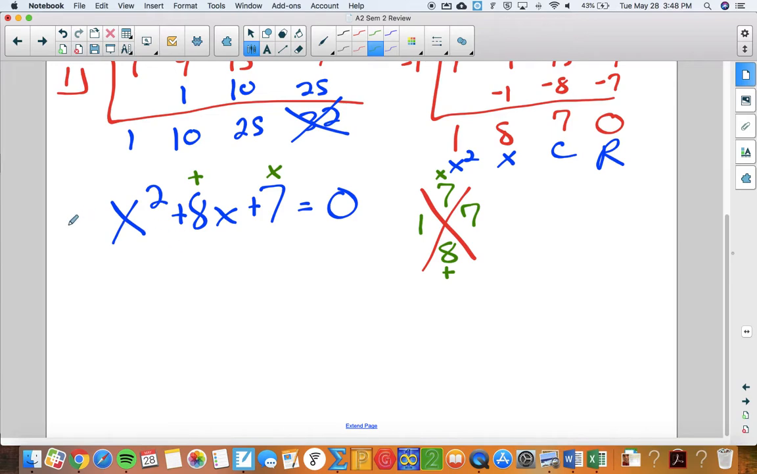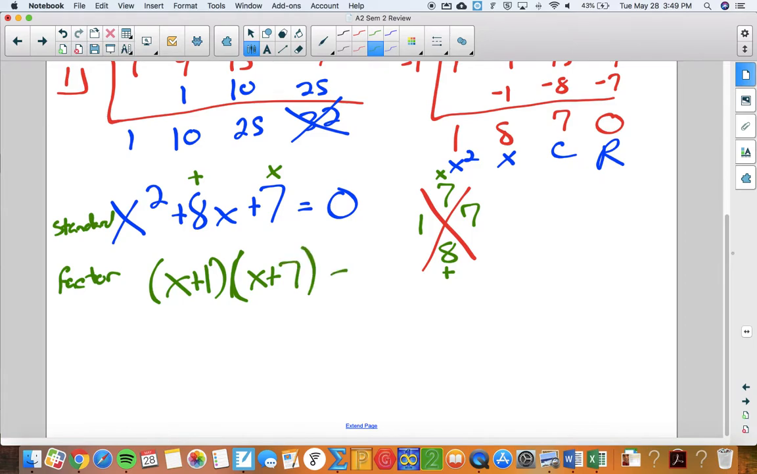So I can rewrite this. This is in standard form right now. I can rewrite it in factored form. I've just started the factoring process. So I can rewrite this as (x plus 1) times (x plus 7) equals 0.